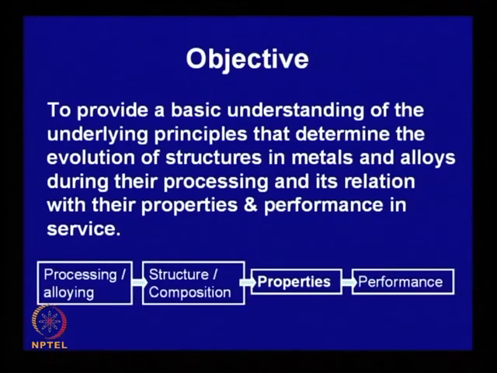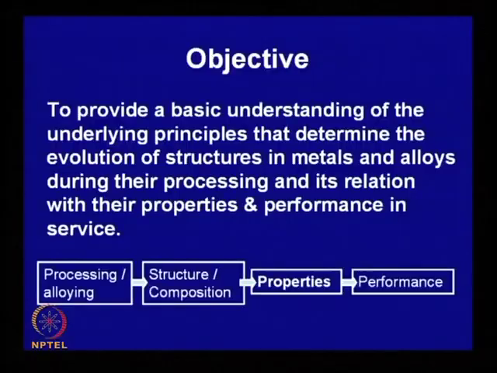Now, the objective of this course is to provide a basic understanding of the underlying principles that determine the evolution of structures in metals and alloys during their processing and its relation with their properties and performance in service. The metals that we use are produced by selected processing techniques, their properties are controlled by the structure and composition, and the performance of this material is in turn controlled by properties.